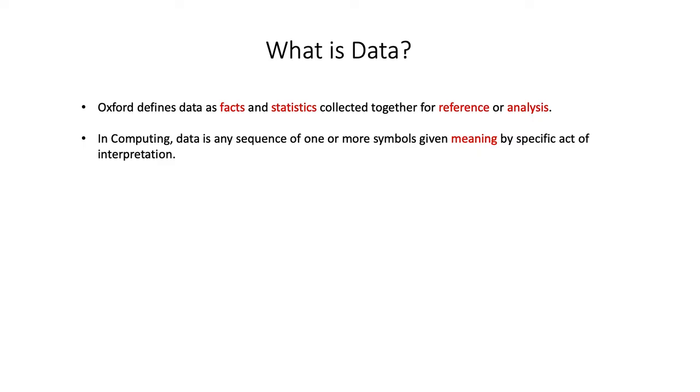The quantities, characters, or symbols on which operations are performed by a computer, which may be stored and transmitted in the form of electrical signals and recorded on magnetic, optical, or mechanical recording media, is actually called data. However, different types of data can be interpreted by different forms of interpretation methods. For example, the process of interpreting a geographic data will be different from the process of interpreting numeric data like financial or statistical data.